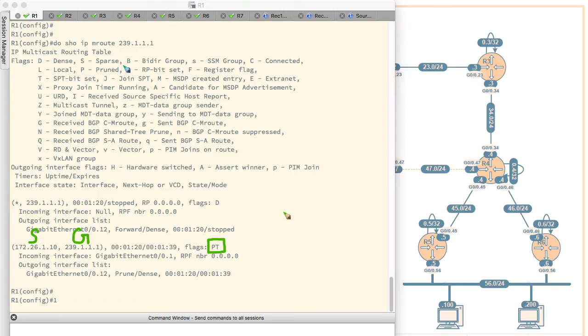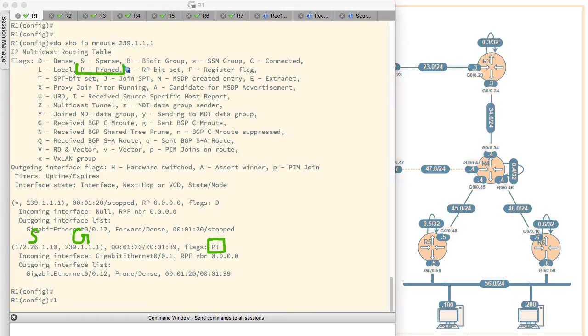P means that the group is pruned, which makes sense. You should have flooded out all of the traffic, and then the traffic should have gotten pruned back from the LHRs to the FHR. So it makes sense that this group is completely pruned. There are no receivers in this group, and that's why it is pruned.